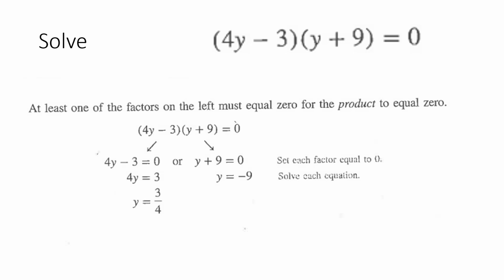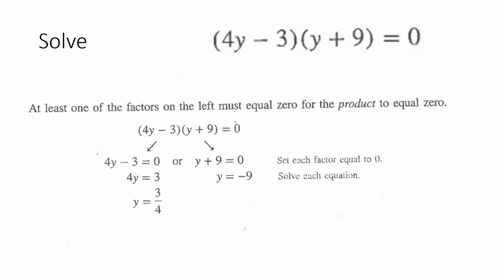Since these are equal to 0, we know by the zero product property that at least one of the factors on the left-hand side must equal 0 for the product to equal 0. That means either 4y minus 3 equals 0 or y plus 9 is equal to 0.